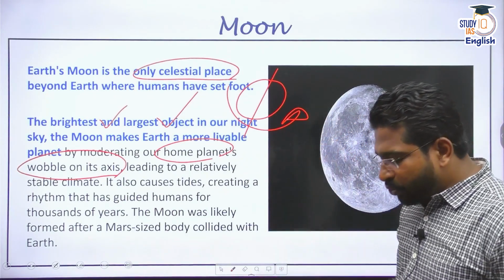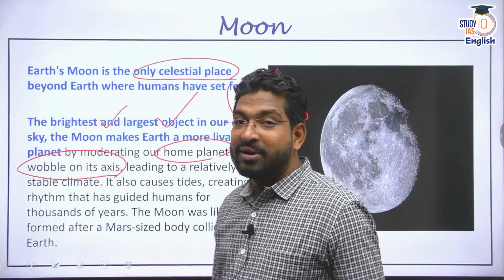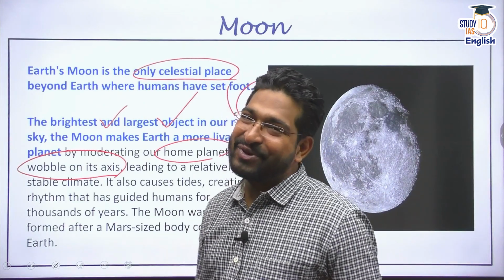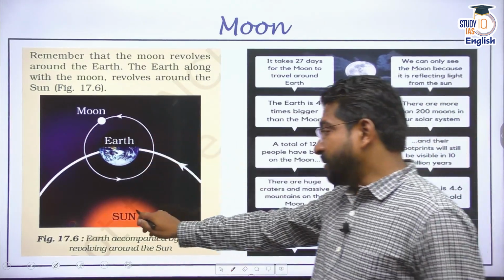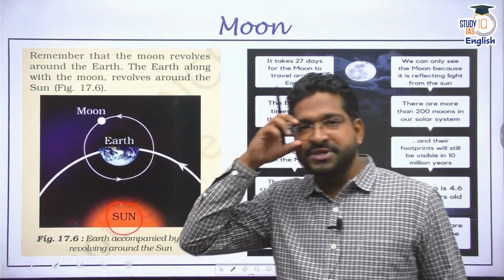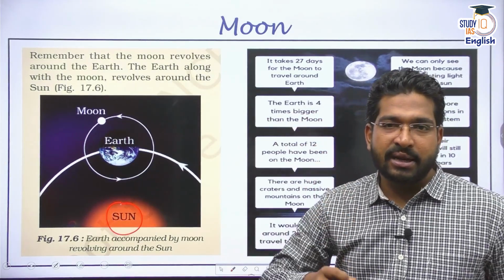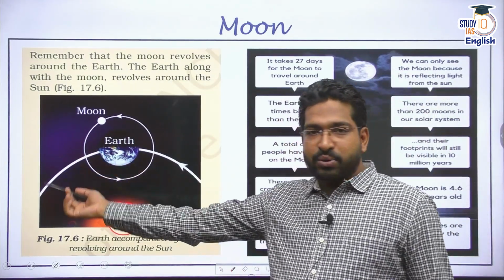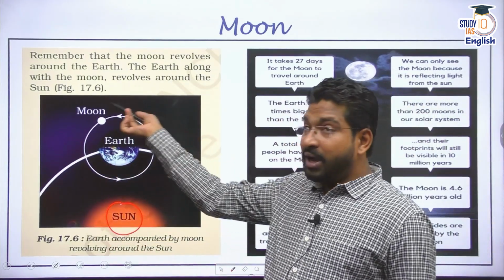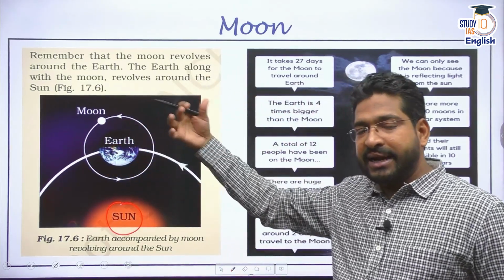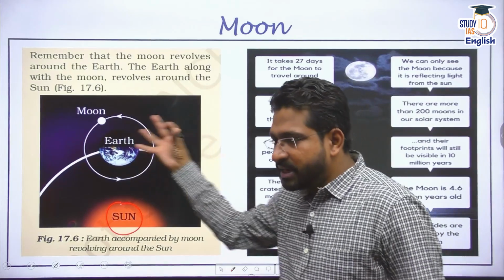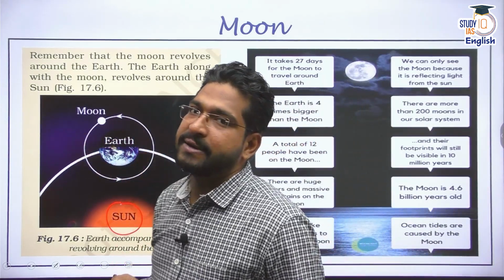Apart from that, the moon also plays a very important role in tides, right? We know that. Some facts about the moon. We know that there is the sun. Everything in our solar system is revolving around the sun. That means Earth is revolving around the sun, and the moon is revolving around the Earth. So the moon is the natural satellite of Earth, but the entire setup is revolving around the sun.